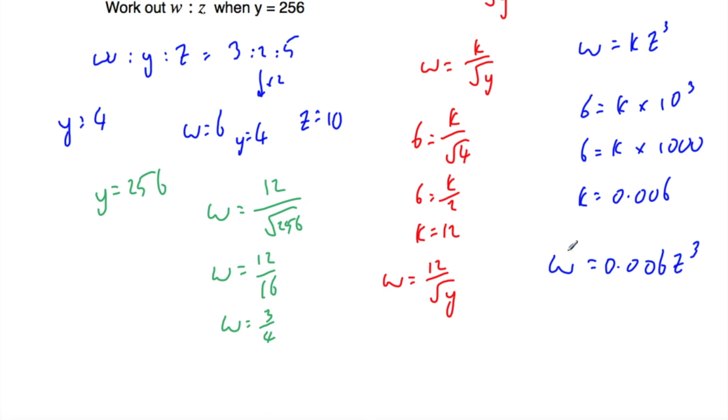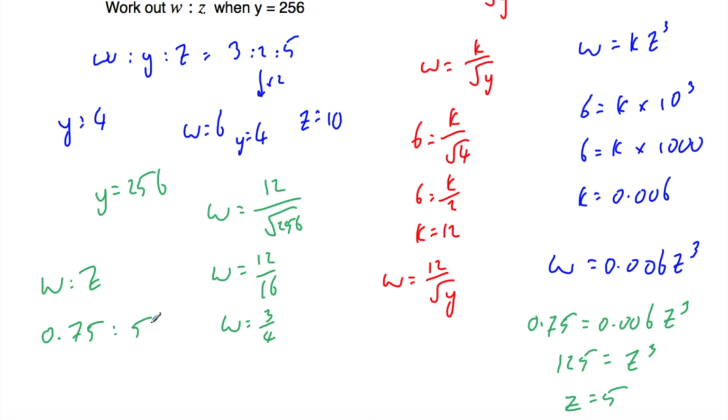Okay, so now we know that w is equal to 3/4. We can go here and we can say, well, 3/4, 0.75, is equal to 0.006 z cubed. And then if we divide both sides by 0.006, so 0.75 divided by 0.006, we get that 125 is equal to z cubed. And then if we cube root both sides, we're going to get that z is equal to 5. So that's great. We now know what w is equal to and z is equal to. We can now make that ratio, because here we want to find the ratio of w to z.